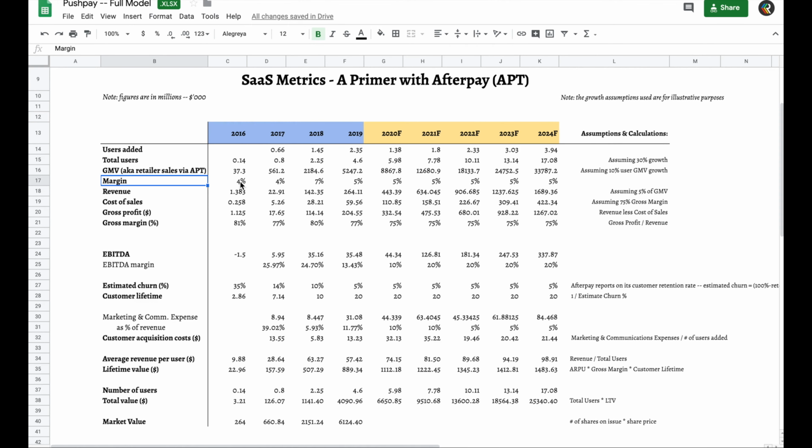Moving further down, the margins. You can see here that anything in blue is historical, anything into the future is an assumption or a forecast, and we've just made some very loose, very basic assumptions here. This is not a prediction, these are just to make the tutorial relevant and easy for you to understand. You can go in and tinker with these as much as you like.